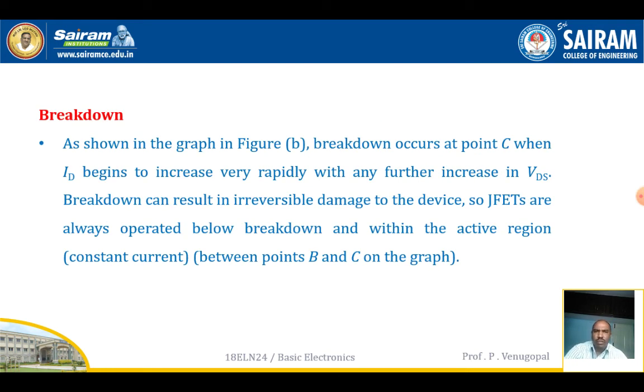Breakdown, as I told you, when the voltage VDS crosses the point C, the current begins to increase very rapidly, and that breaks the device, or this breakdown results in irreversible damage to the device. So JFETs are always operated below the breakdown, always within the active region, meaning constant current between point B and point C on the graph.